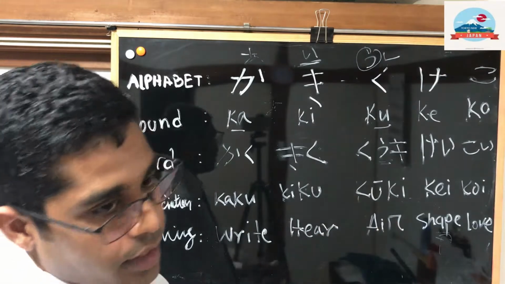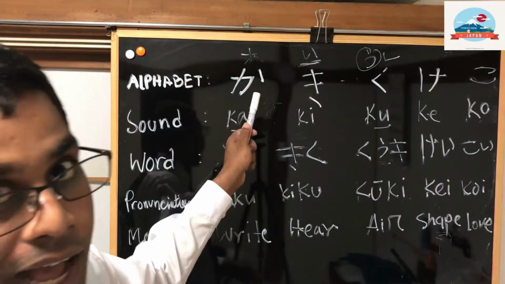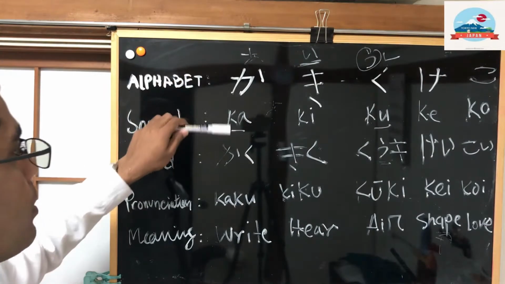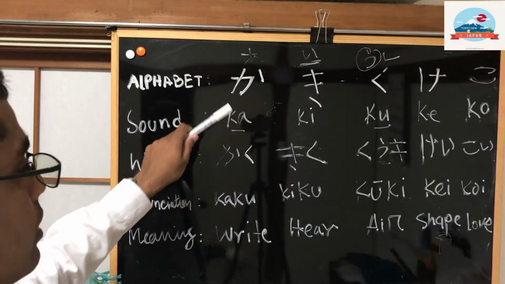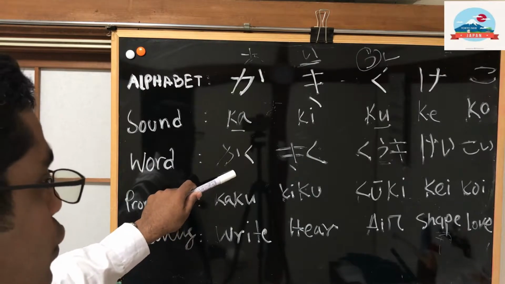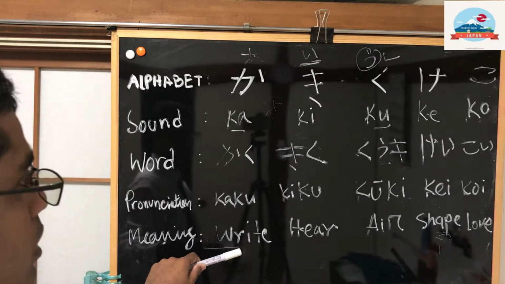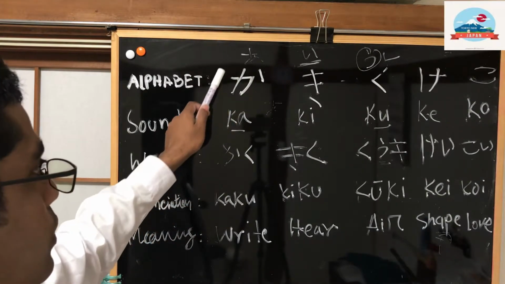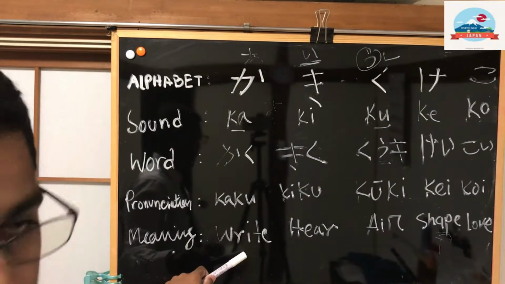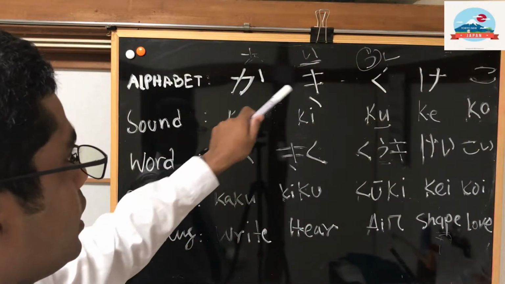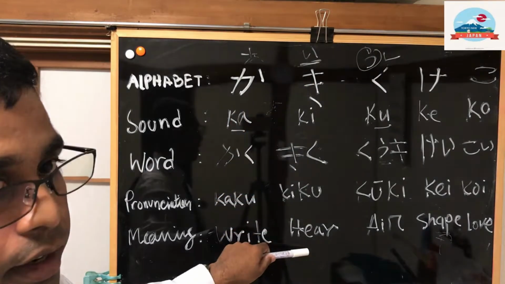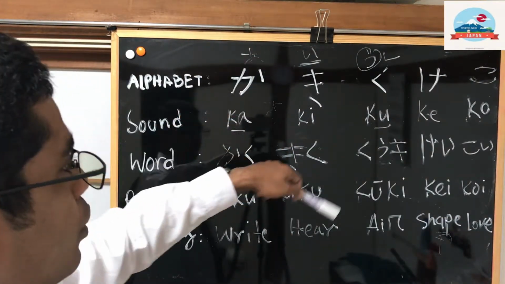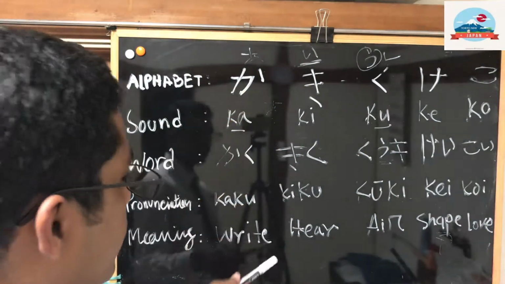Okay, before finishing, we'll try again. Ka, ki, ku, ke, ko. The sound is ka. The word is kaku. Kaku means write. Watashi wa ka wo kakimasu. Watashi wa moji wo kakimasu. I write alphabet. Kiku. Here, I am hearing the Japanese language course. Watashi wa Nihongo wo oshieru kata wo kiteimasu. Okay?